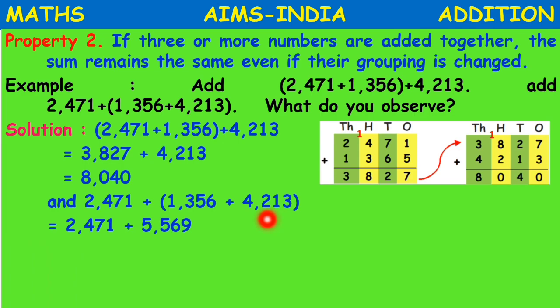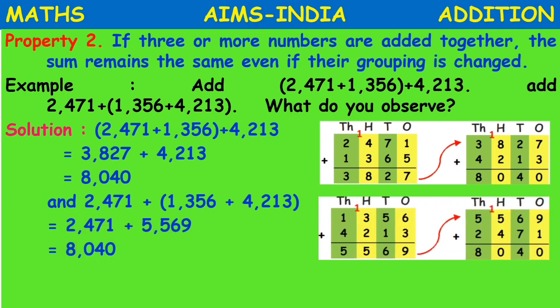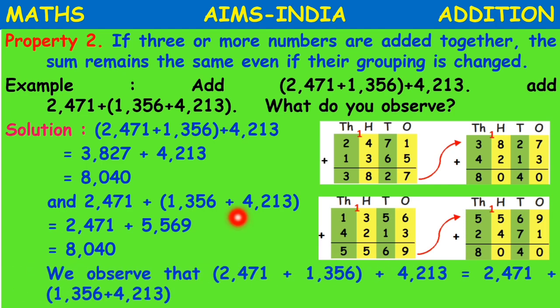1356 and 4213 are inside the brackets, so we'll add these two numbers together. When we add these two, the resulting sum is 5569. Yes children, 5569. And we have 2471 also here. Now when we add these two numbers together, the resulting sum is 8040. 8040. Now what do we observe?